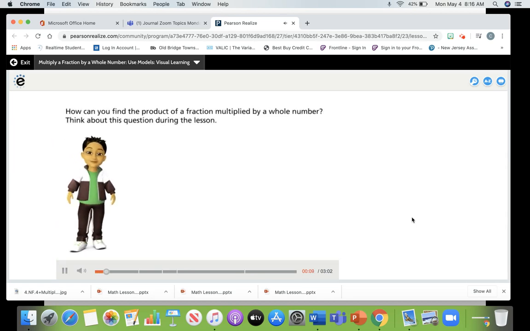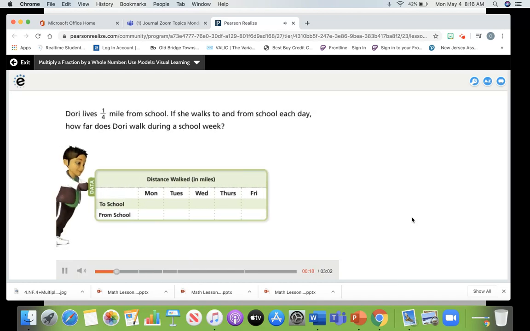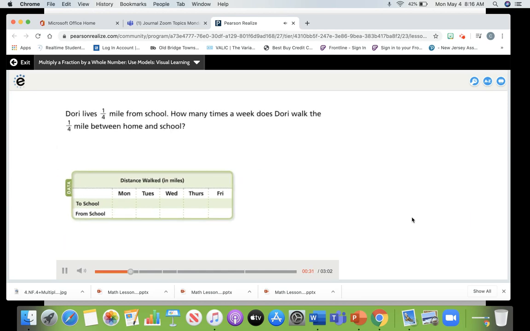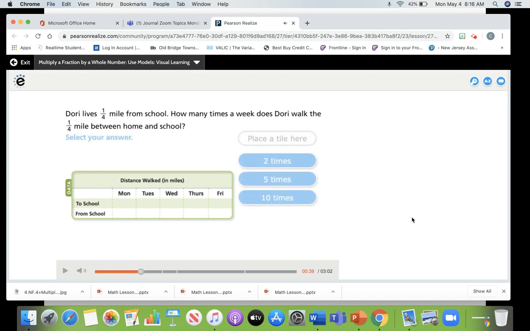How can you find the product of a fraction multiplied by a whole number? Think about this question during the lesson. Dory lives 1/4 mile from school. If she walks to and from school each day, how far does Dory walk during a school week? Dory lives 1/4 mile from school. How many times a week does Dory walk the 1/4 mile between home and school? Select your answer.